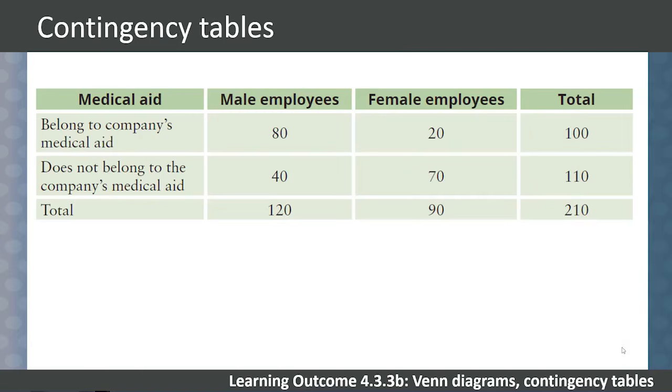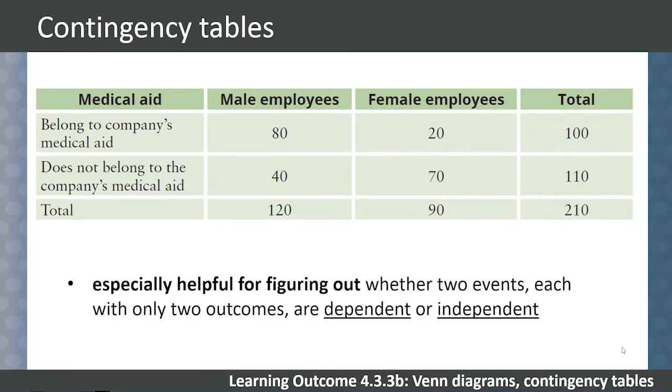A two-way table or contingency table is another tool for organizing counts in a probability problem. They are especially helpful for figuring out whether two events, each with only two outcomes, are dependent or independent. Make sure students understand how to read a table like this. Point out to them that the row totals and the column totals add up to the same grand total.